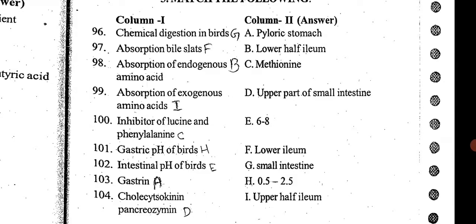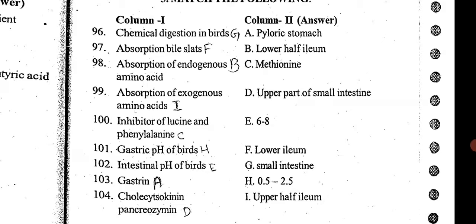And next, same as that, absorption of endogenous amino acids is from the lower half of the ileum. Amino acids are divided into exogenous amino acids and endogenous amino acids, and the endogenous amino acids are absorbed in the lower half of the ileum, and exogenous amino acids are absorbed in the upper half of the ileum.